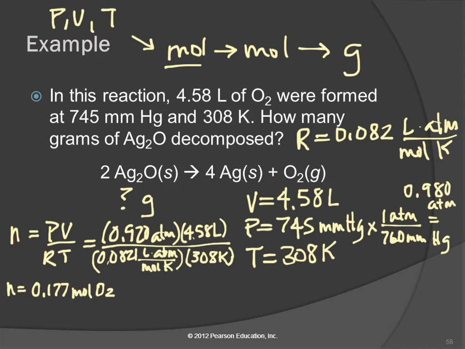So from moles of oxygen, we want to go to moles of silver oxide, and then to grams of silver oxide. And then we put our units in so they cancel out like we want them to.